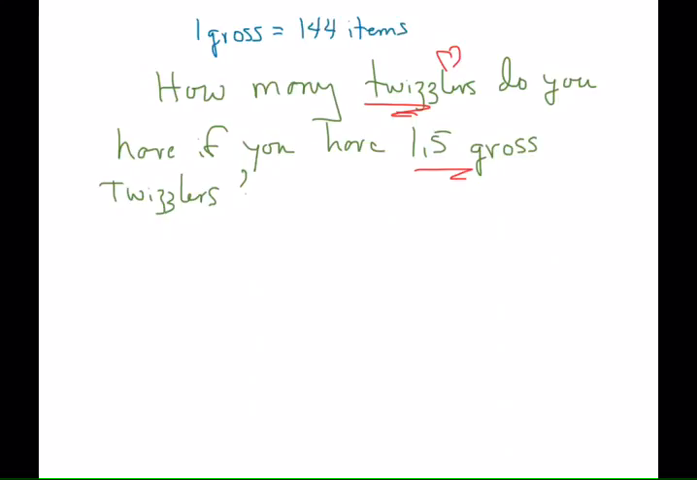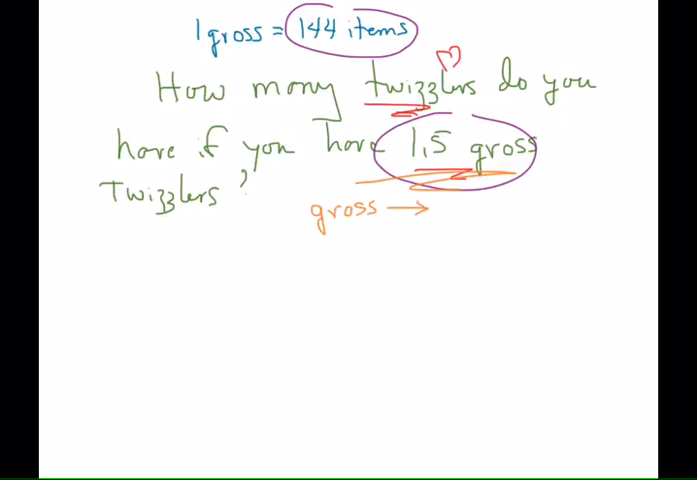Okay, so here if we say, all right, I've got 1.5 gross, does this make sense that I have basically 144 times 1.5? Does that make sense? Well, I'm going to show you how to work this problem using the factor label method, and you have to. I know you can just kind of think through these, but you can't always think through chemistry problems. What we're going to do is convert gross to number of Twizzlers.